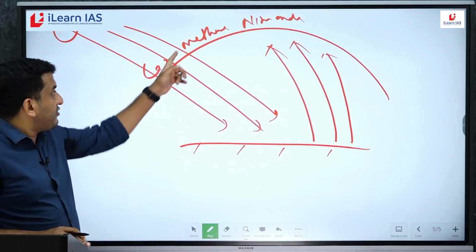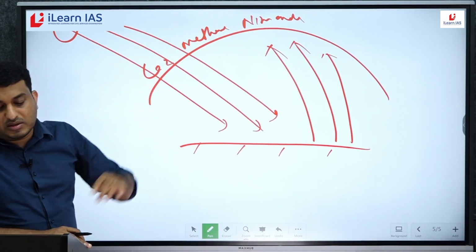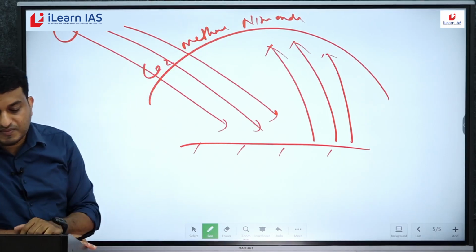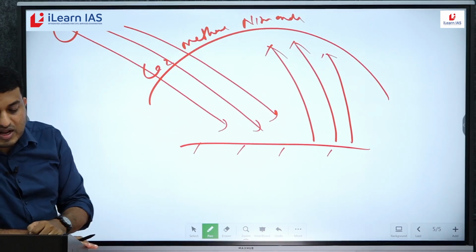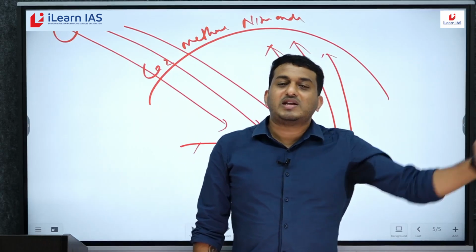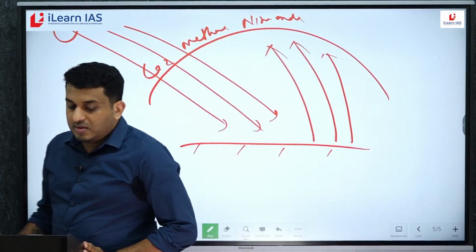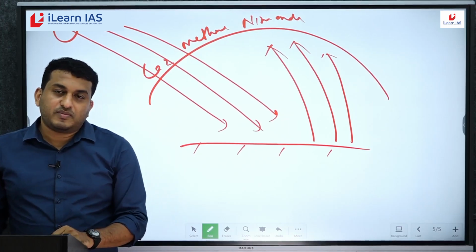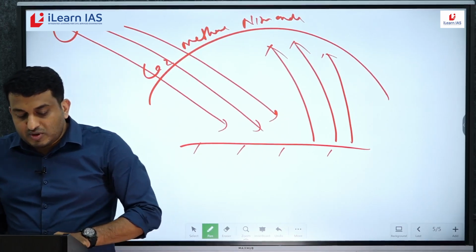Now what happens here? If carbon dioxide increases, methane increases, what happens? The trapped heat increases. Getting it? So this 15 degrees Celsius becomes 16, 17, 18, etc. So this continuous increase is what we call global warming.